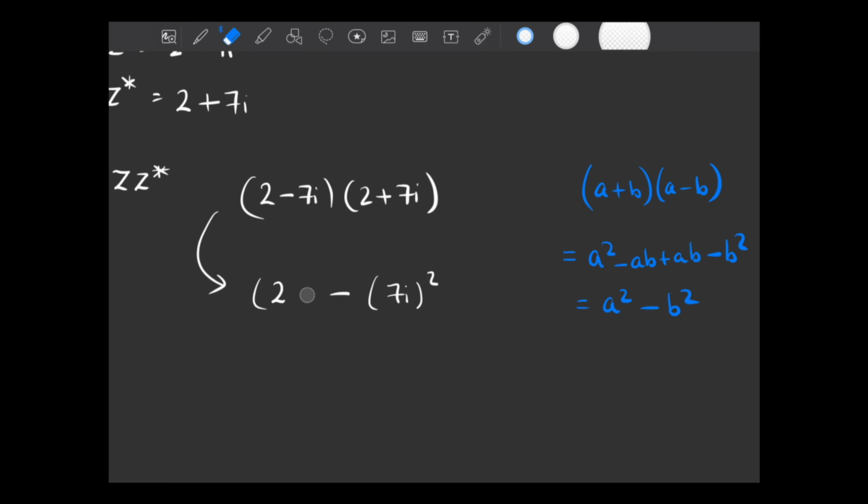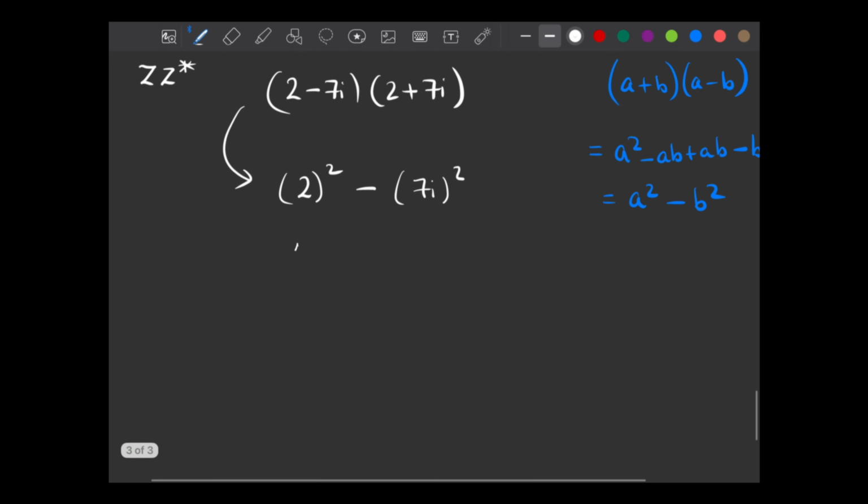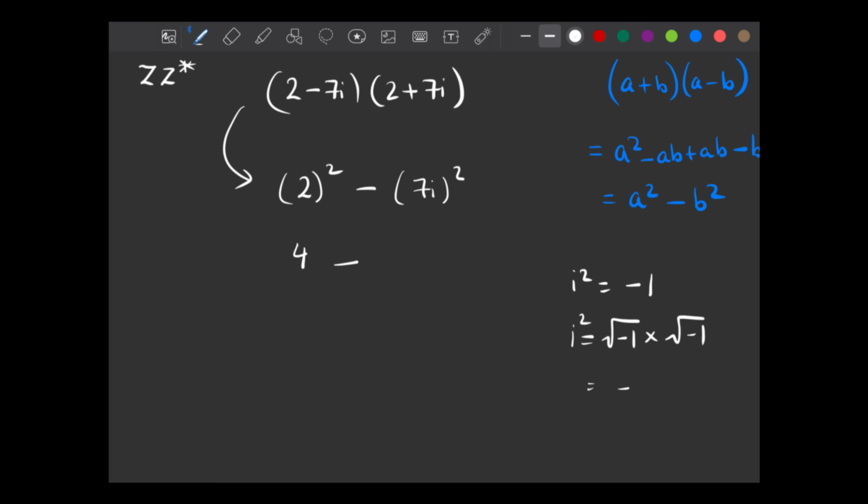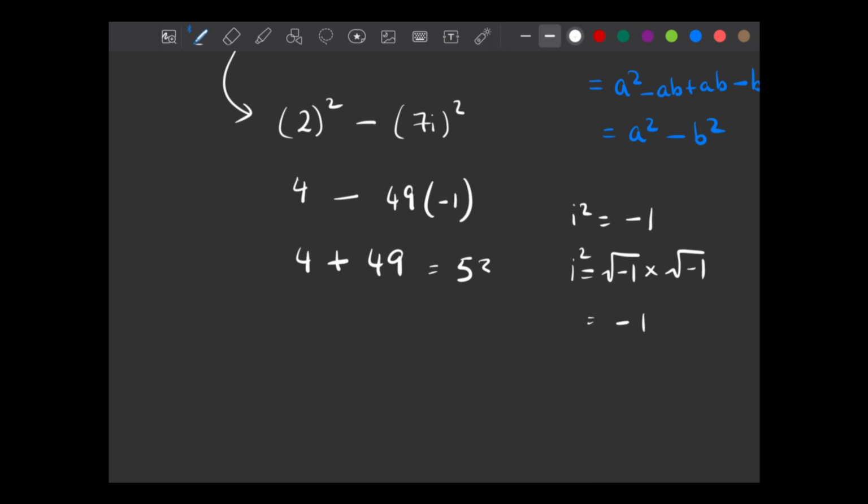Let me move this out of the brackets. So we have 4 minus, now if you remember, i squared is minus 1, because i is square root of minus 1, and if we multiply it by itself, then we'll just end up with minus 1. So 7i squared, 7 squared is 49, and i squared is minus 1. So what we end up with is 4 minus negative 49, so we end up with 4 plus 49, which is 53. So it's a real number.